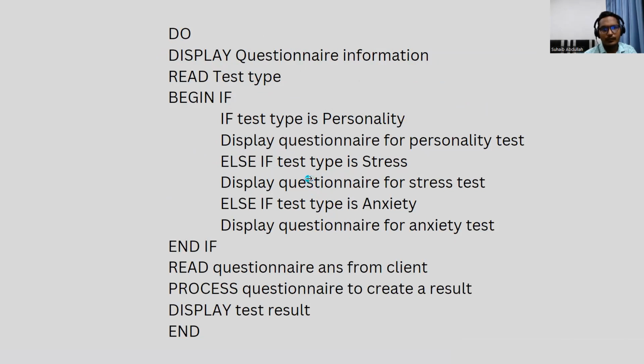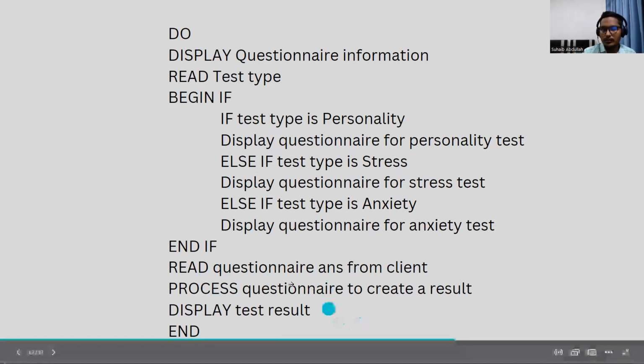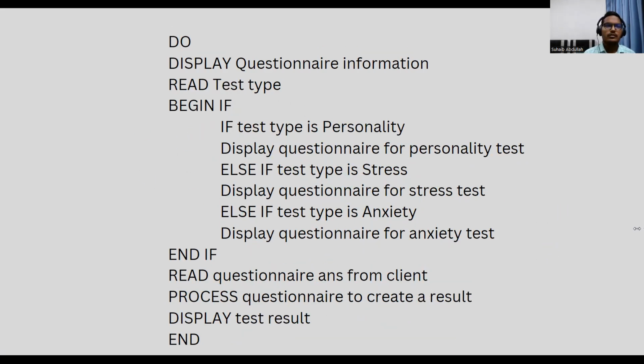As you can see, if the user chooses the personality test, then the questionnaire for the personality test will be available to them. If they choose the stress test, then the questionnaire for the stress test will be available to them. And then after they answer all the questions, the process for the result will begin. And after processing, the clients can see the result and it will be displayed on the website. So this was for managing the questionnaire.